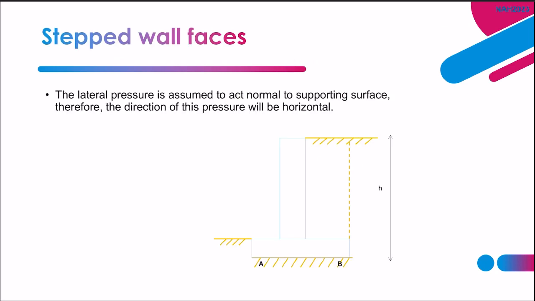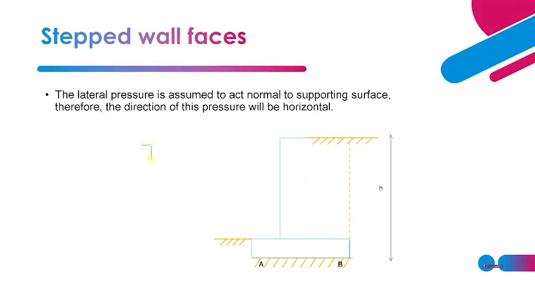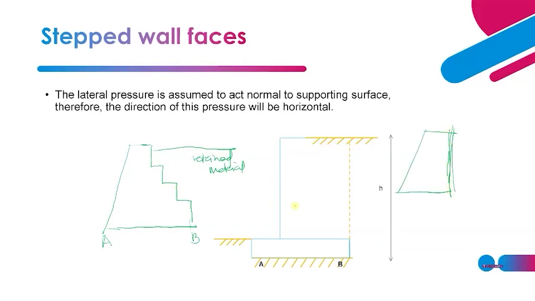Now we look at the next one which is step wall faces. So sebenarnya kalau retaining wall you macam ni ke, step dia dekat bahagian yang you retain kat sini ada retain material. Remember ini A, ini B. This is toe, this is heel. Heel mesti dekat belakang. The lateral pressure is assumed to be abnormal to the supporting structure. Therefore, the direction of this pressure will be horizontal. Sama je, macam mana you kira for the wall yang I tunjuk. Contoh straight kan. Doesn't matter the step sekalipun.